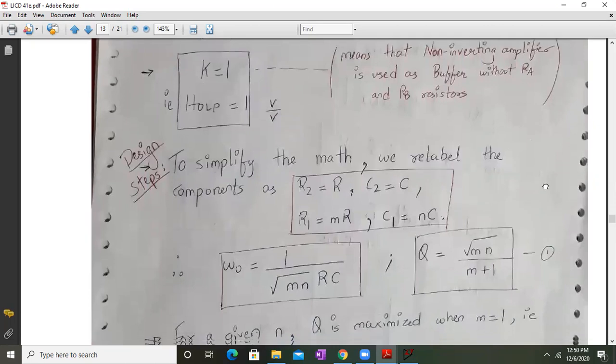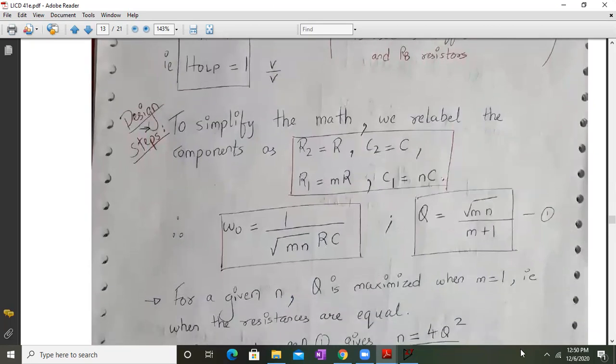These are the design steps. To simplify the math, we are relabeling the components. So R2 will be equal to R, C2 will be equal to C, R1 will be equal to M times R, and C1 will be equal to N times C. These are the standard steps which you have to follow. So omega naught will be 1 upon square root of MN into RC, and Q will be equal to square root of MN divided by M plus 1. Now, these are all the design values.